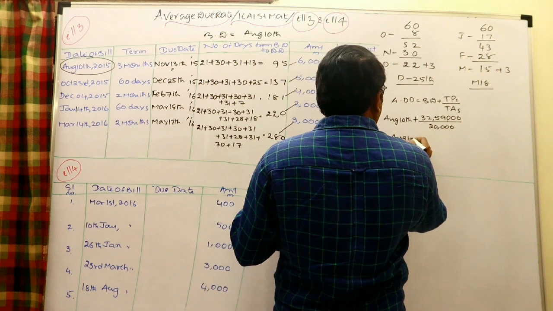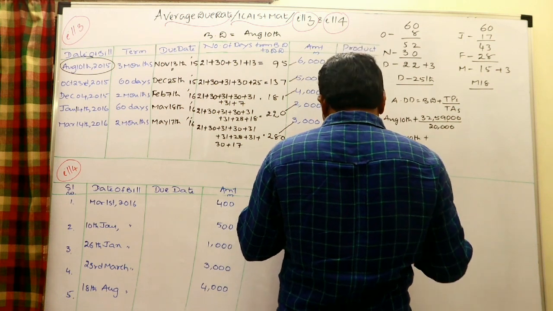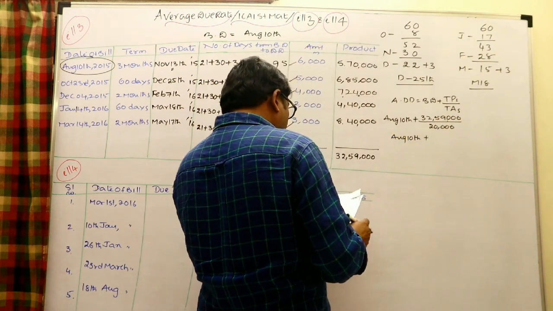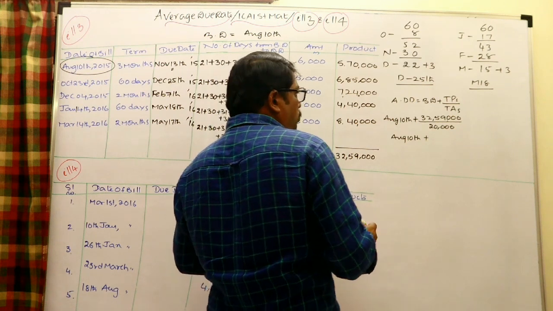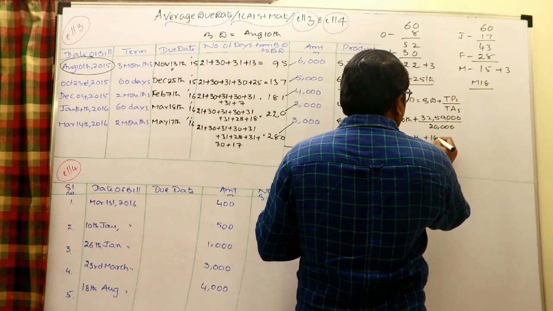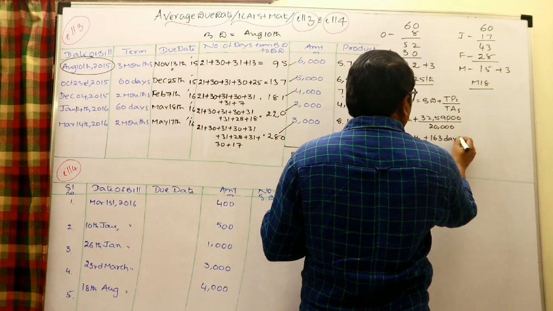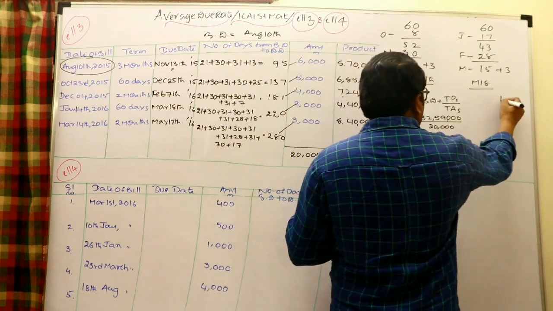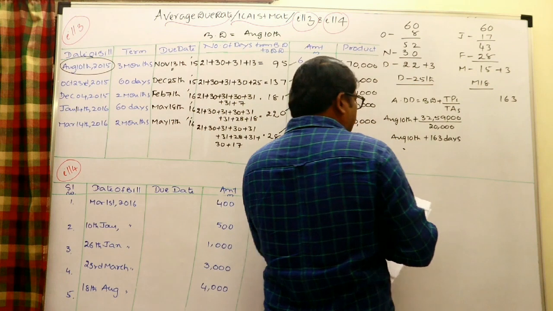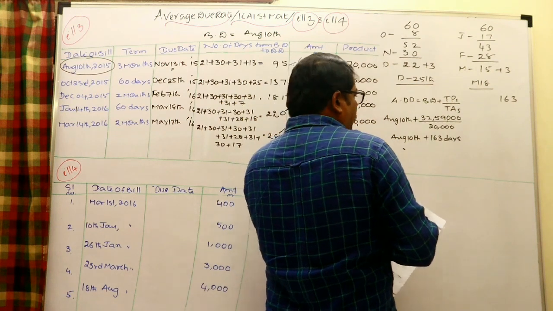Therefore August 10th plus 32,59,000 divided by 20,000 is equal to 162.95. You can say 163 days. We can add 163 days to August 10th to get the average due date.